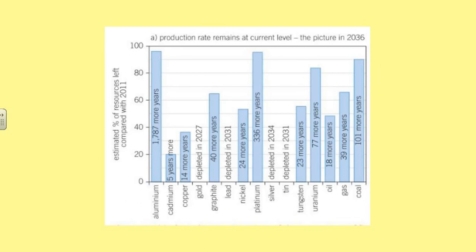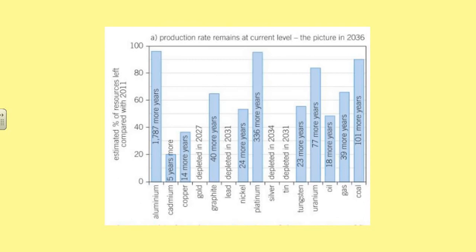So some of this won't be as up to date, but this still gives us a good estimate of how much of each of these resources we've got left. And if we have a look at something like aluminium, it's showing that if we keep using it at this rate, then we've got enough aluminium for nearly 2,000 more years. So we've got lots of that.